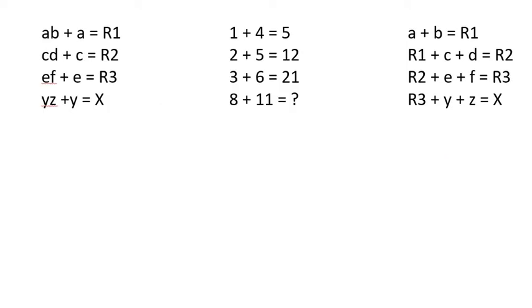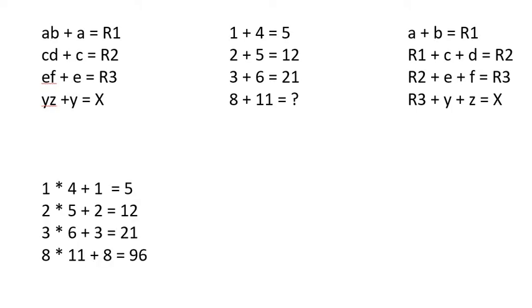Right? So let's have a look, reverse engineer it, and now we put the digits into the formulas, which gives us 1 times 4 plus 1 is 5, 2 times 5 plus 2 is 12, 3 times 6 plus 3 is 21, 8 times 11 plus 8 is 96. That's how one group solves the equations.